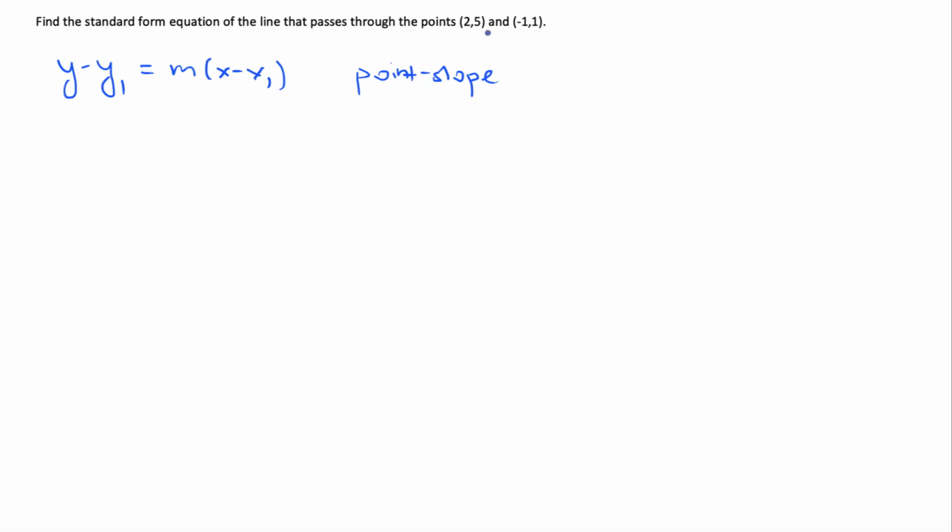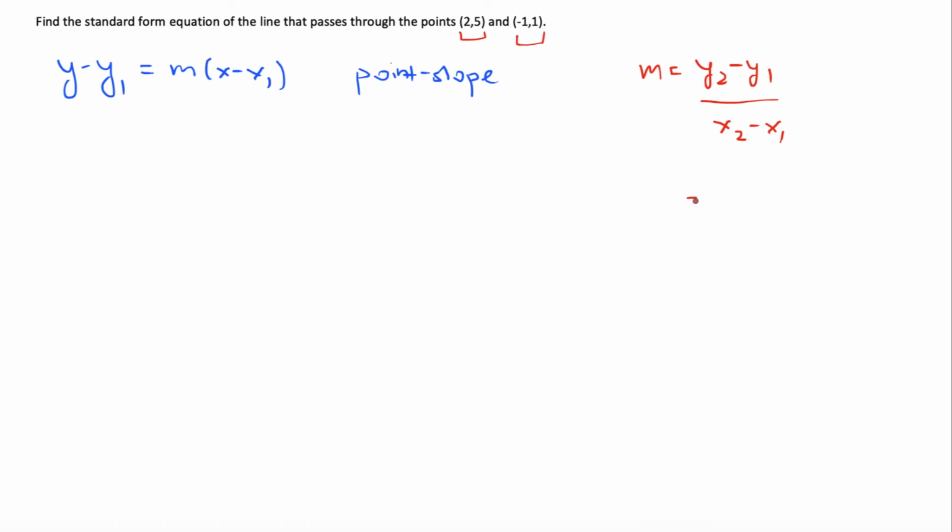Okay, you notice that here we're not given the slope, right? We're just given 2 points. So the first thing we want to do is use the slope formula to determine what the slope is. We know that the slope formula is y2 minus y1 over x2 minus x1. Remember, this formula is used to find the slope whenever we are given 2 points. So we'll call this x1, y1, and we'll call this x2, y2.